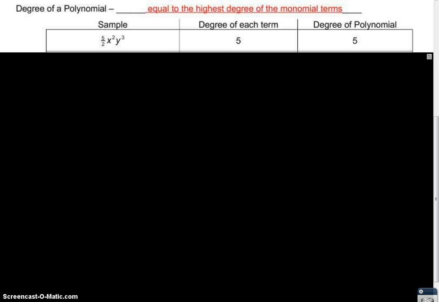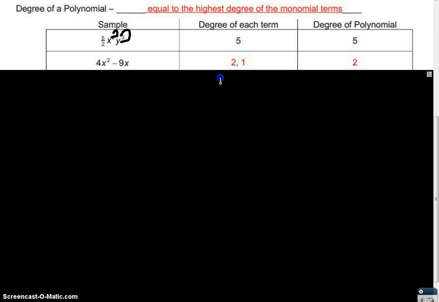My first example is 5/2 x squared y to the third. So since this is a monomial, it says I want the highest degree. My degree is the number of exponents I have. So if I look, I have a 2 and I have a 3. So my degree in each term is 5. That's also the degree of my polynomial because I have a squared and I have a cubed. If I add those together, I get 5.